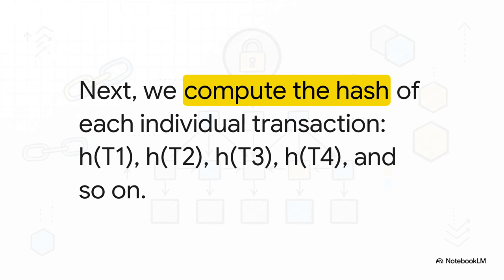So we start at the bottom with all our individual transactions. In this little example, we've got T1 through T8. These are what we call the leaves of our tree. Okay, step one. We run every single one of those transactions through our hash function. We're getting that unique digital fingerprint for each of them. So transaction T1 becomes the hash of T1, T2 becomes the hash of T2. You get the idea. We do that for every single transaction in the block.